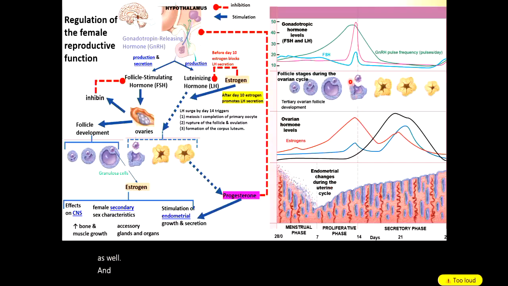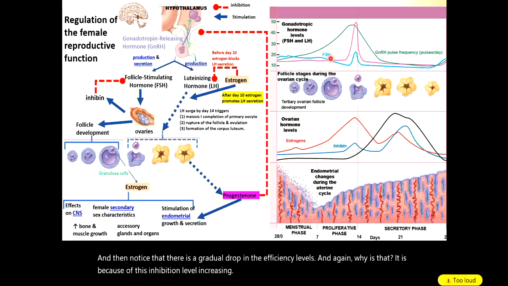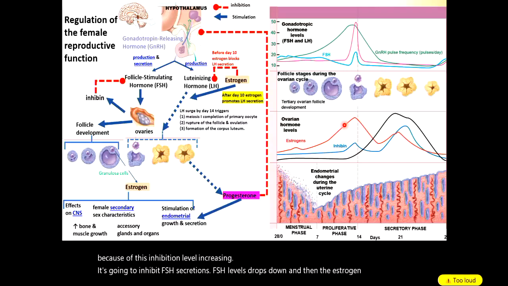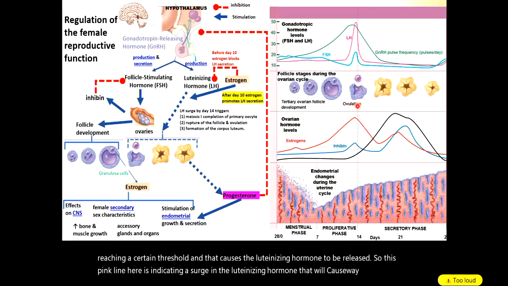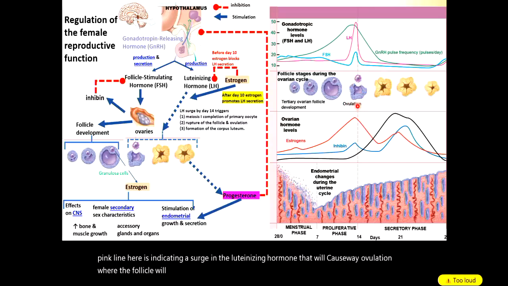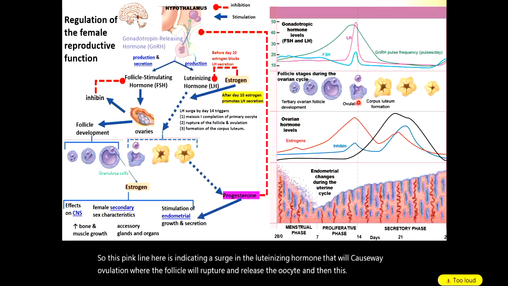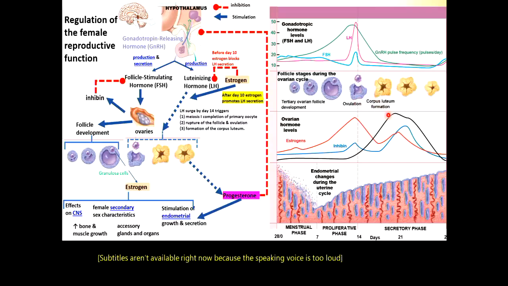And then notice that there is a gradual drop in the FSH levels, and again, why is that? It's because of this inhibin level increasing. It's going to inhibit FSH secretion, so FSH levels drop down. And then the estrogen levels are reaching a certain threshold, and that causes the luteinizing hormone to be released. So this pink line here is indicating a surge in the luteinizing hormone that will cause ovulation, where the follicle will rupture and release the oocyte. And then this follicle which has ruptured will turn into the corpus luteum. The corpus luteum will produce progesterone. That's shown here by this black line here.